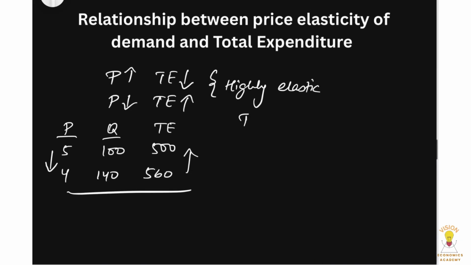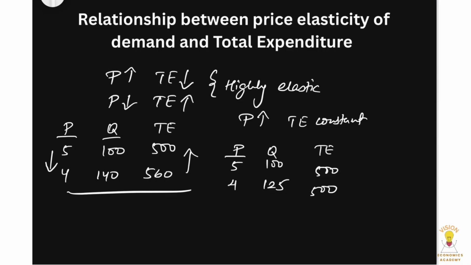Then when the price increases or decreases but the total expenditure remains constant. For example, price is 5, reduced to 4, quantity 100 and 125, total expenditure is the same, 500 and 500. That means your price increases or decreases, your total expenditure remains constant. That is unitary elastic.